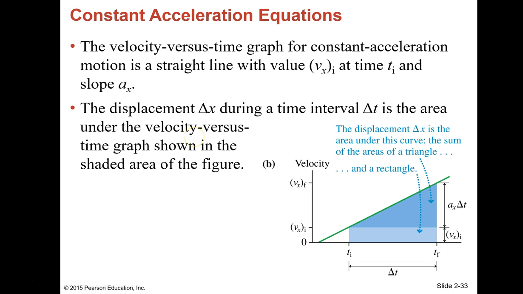All right, so if the velocity versus time graph is a straight line, we have a nice constant acceleration. Now, we can do the same thing with area. We can figure out the displacement by using the area under the graph. We can figure out the area under the velocity versus time graph to get displacement.